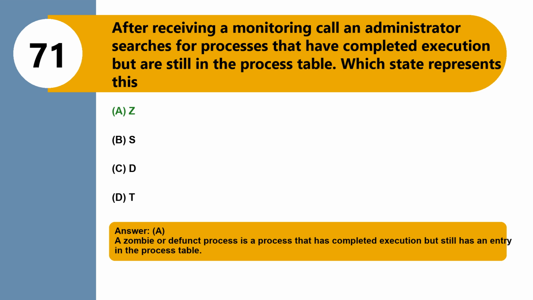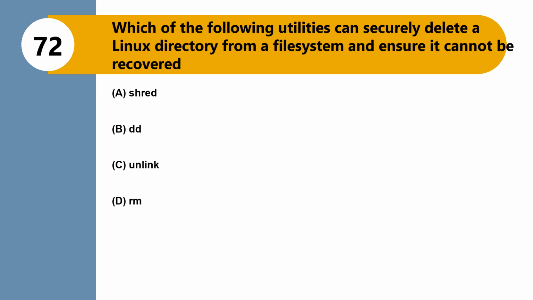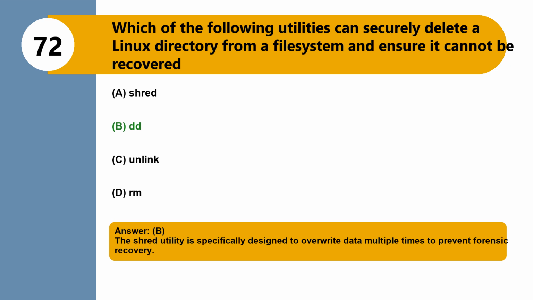Question 72. Which of the following utilities can securely delete a Linux directory from a file system and ensure it cannot be recovered? Option A shred, option B DD, option C unlink, option D RM. The correct answer is option B, DD. The shred utility is specifically designed to overwrite data multiple times to prevent forensic recovery.